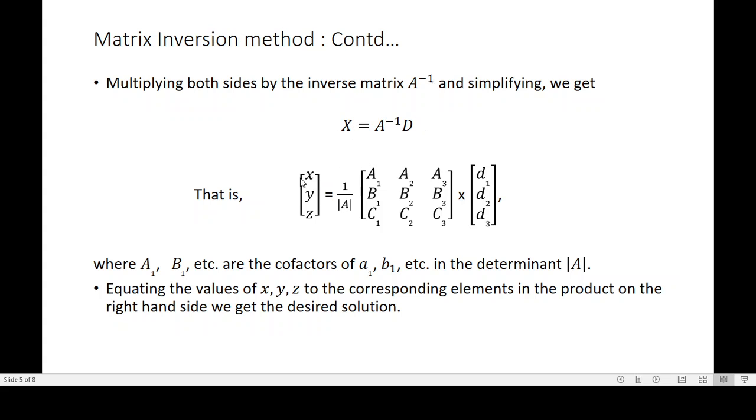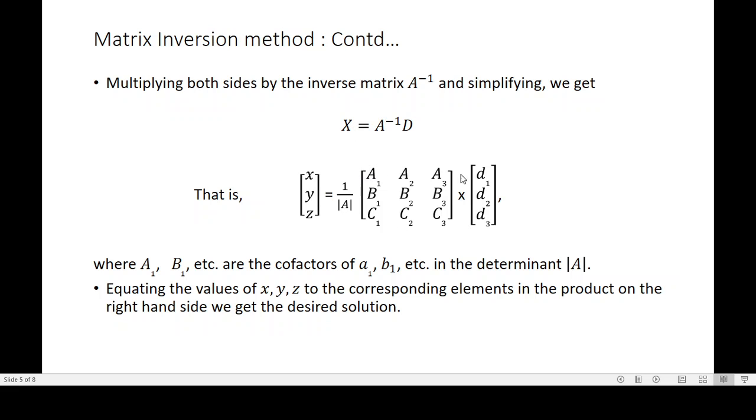Now, what is X? X is a column matrix X, Y, Z. We have to find A inverse first. Multiply A inverse by column matrix d1, d2, d3. Okay. What is A inverse? How to find A inverse? A inverse is equal to adjoint of the matrix divided by determinant A.